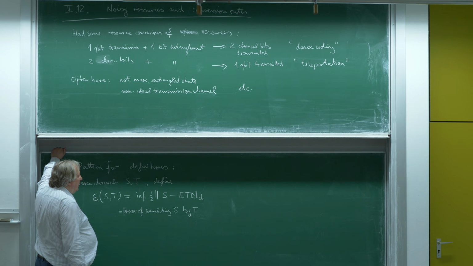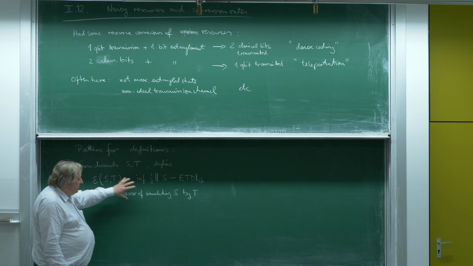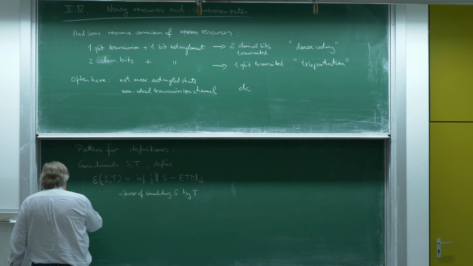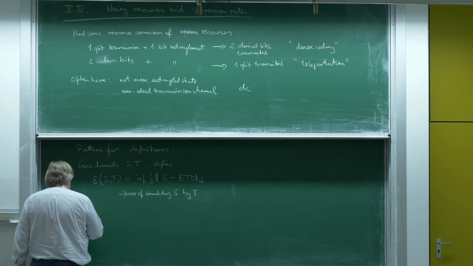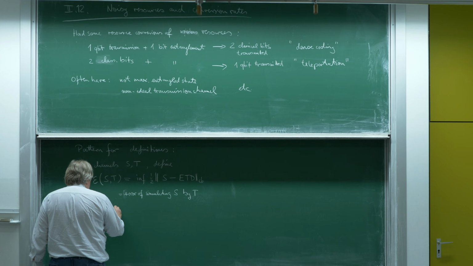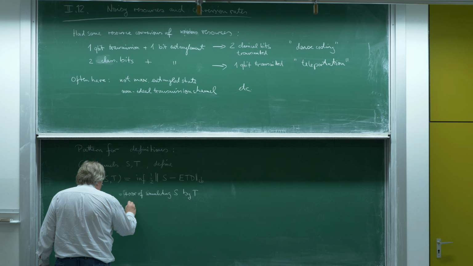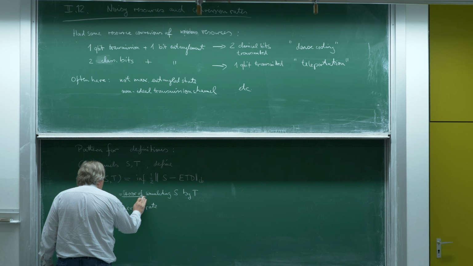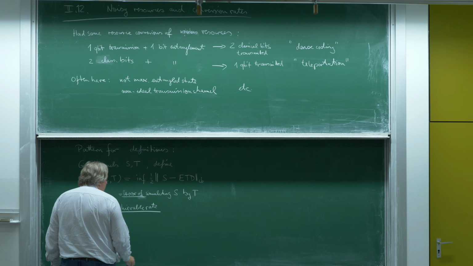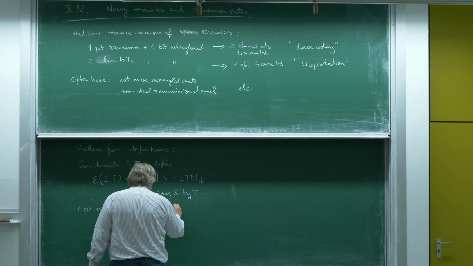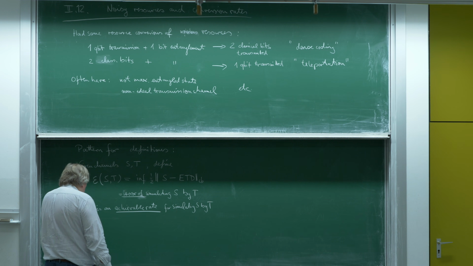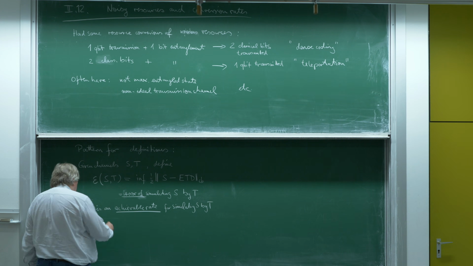Okay, so now this typically happens between multiple copies of these channels. So let's say R is an achievable rate. So this is the error of simulation, and this is the achievable rate for simulating S by T. So this is just a number, right?